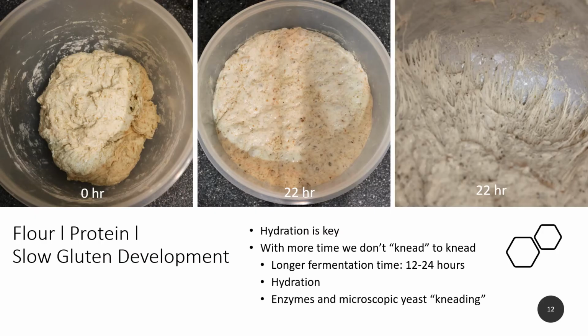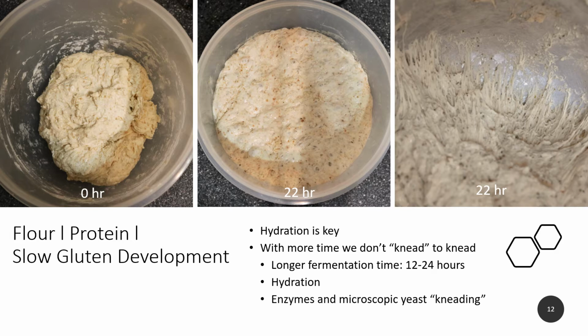So the dough that I discussed in the previous slide did require a short fermentation time of only about 2 hours, and therefore it did need to be kneaded in order to develop that gluten structure in such a short amount of time. But in this slide here, we have what is called slow gluten development. In this case, we can have a dough ferment not for just 2 hours, but even 12 to up to 24 hours. In the picture on the very left-hand side, all I did was just mix the dough together. There was no kneading involved. And then I just covered it and let it rest for 22 hours.